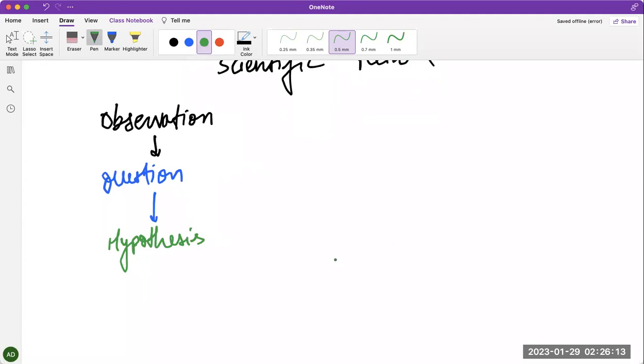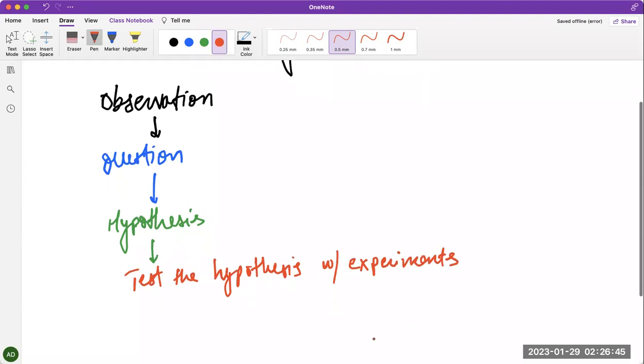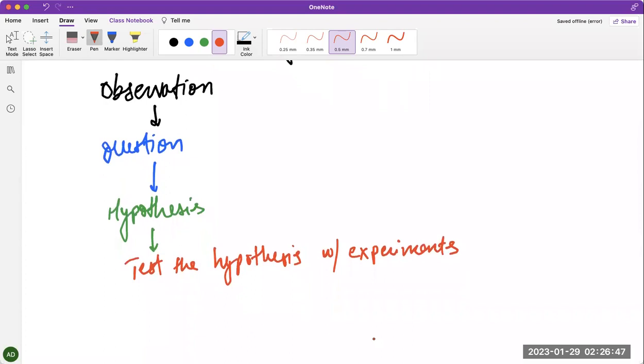Okay, so once you make the hypothesis, you want to know if this hypothesis is true or not, right? Now, how do you do it? By running some experiments. So you now want to test the hypothesis with the help of experiments. You collect some data, you change some variables, you run the experiment, and then figure out if the hypothesis that you gave was true or not.